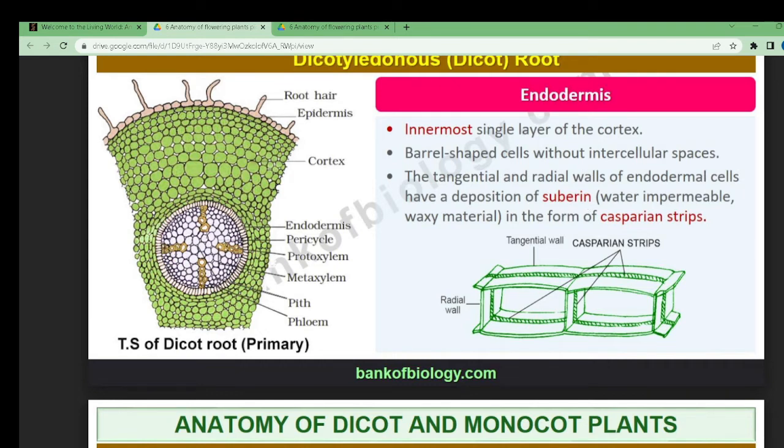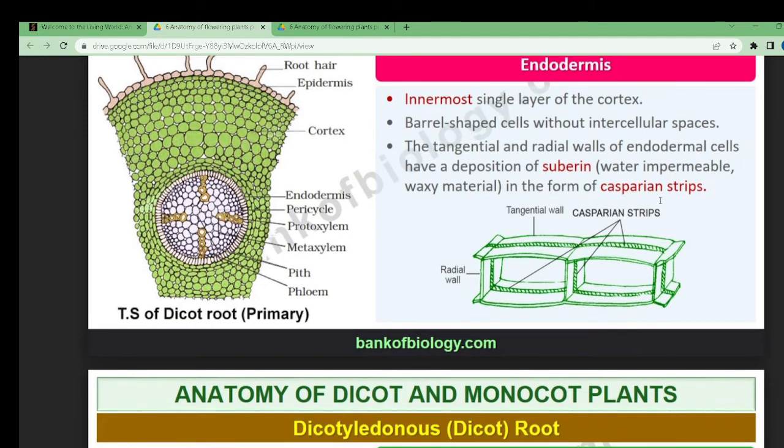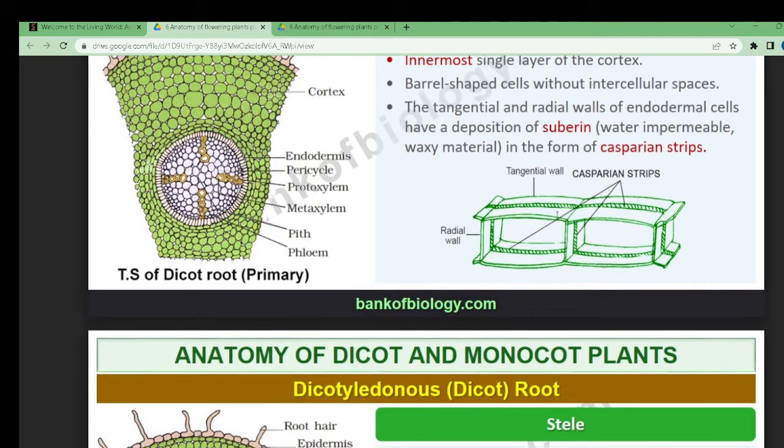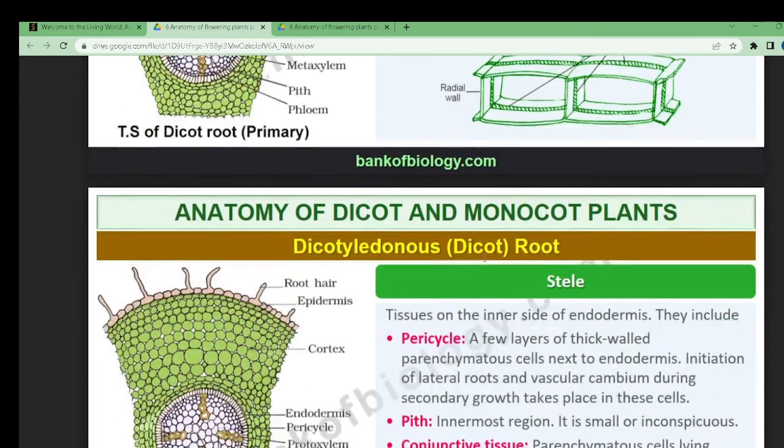Now, when you see this endodermal cell wall, inside it some depositions of organic compounds are there, which are suberin, a water-impermeable waxy material. It is nothing but an organic compound, and it forms the Casparian strips. You can see here these are the Casparian strips. So the arrangement is like that, and this is the radial wall.